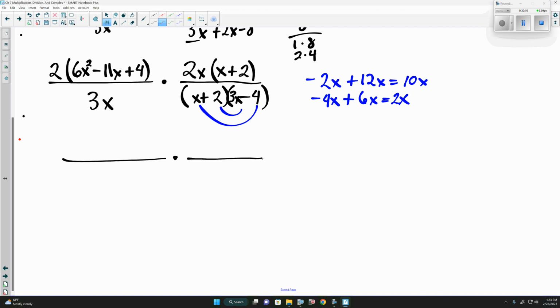Now there's one less thing to factor. We still have 3x, 2x plus 2, x plus 2 times 3x minus 4. Well, one thing we do know is that the x plus 2 and x plus 2 will cancel out. We could have canceled them in the last step because they are on top and bottom of each other.